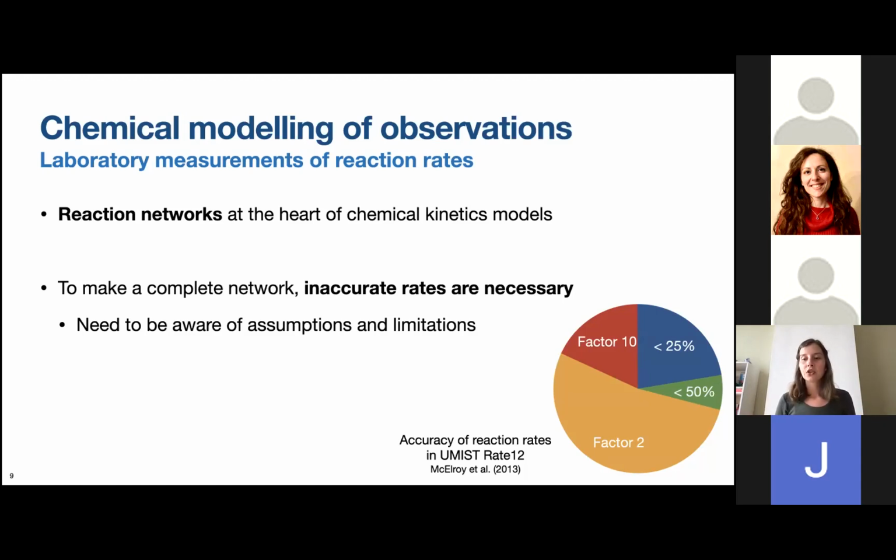This pie chart shows you the accuracy of the reaction rates included in the RATE12 database. So there's about 6,400 reactions in that database, and most of them have quite a good accuracy. So the error is smaller than 50% for more than a quarter of them. The majority, more than 50%, have a factor of 2, so not great, but quite a large chunk has a factor of 10 as an error, and that's definitely something to improve. But as chemical modelers, we should be aware of the assumptions and limitations and then proceed with caution.